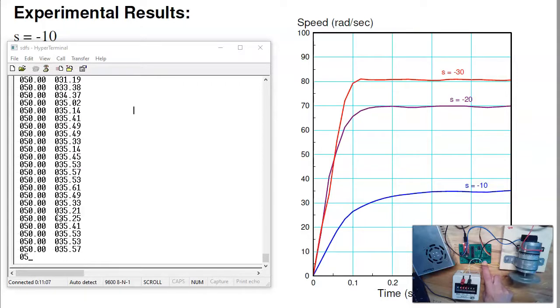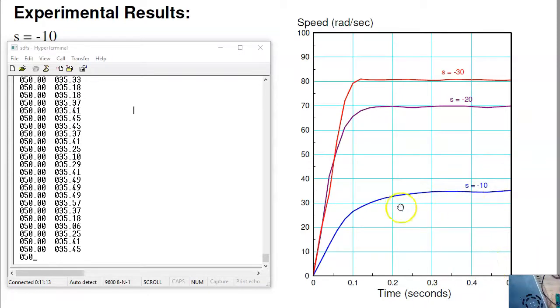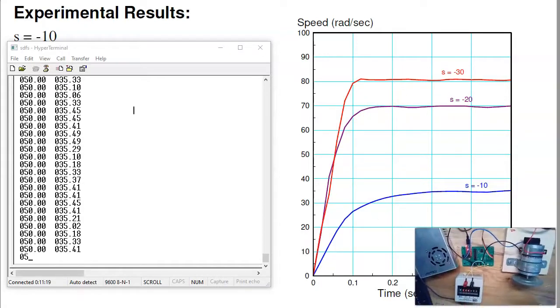In addition, I get a quicker response. Again, the pole at minus 10 says the settling time should be about 0.4 seconds, and that's kind of what you're getting. Pole at minus 20, I should have a settling time of 0.2 seconds. Again, that's what you're getting. So higher gains give you better tracking, quicker system.